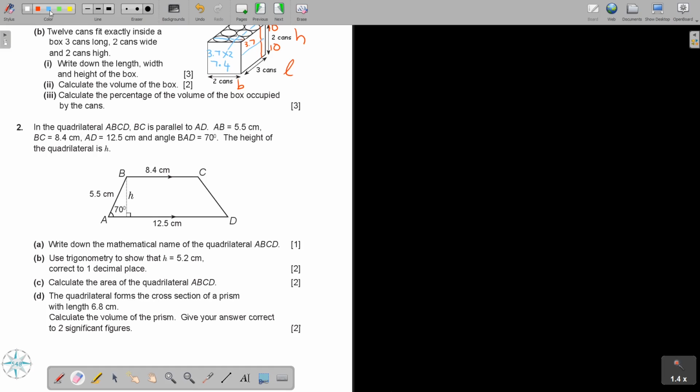Number 2. In the quadrilateral ABCD, BC is parallel to AD. AB is this, BC. And they gave me all the information. Everything is filled in. So nice. And then they asked, write down the mathematical name of the quadrilateral. Now, the only property is that one pair of sides are parallel. Then it can just be a trapezium. So please, that was with angles. Chapter 8, quadrilaterals, you have to learn those names.